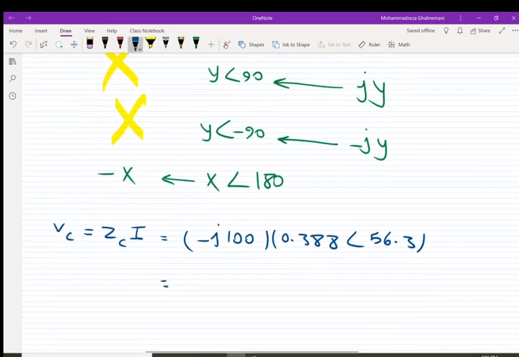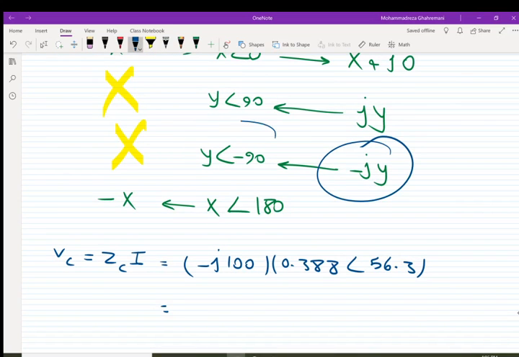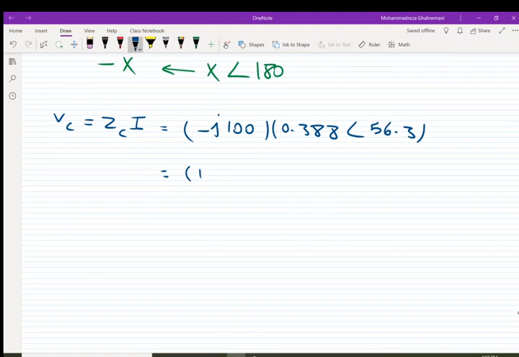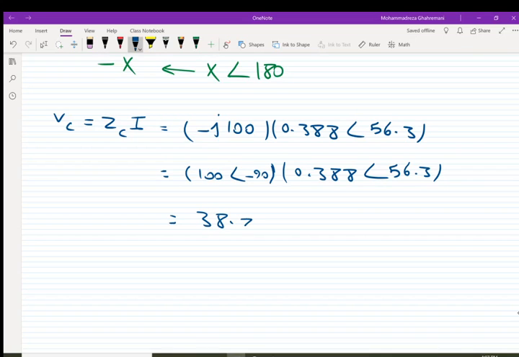And now, as I mentioned, we can use this shortcut. Negative j is a number with the angle of negative 90, so it is equal to 100 with the angle of negative 90 times 0.388 with the angle of 56.3, which is equal to 38.8 with the angle of negative 33.7. So this was part B, where we have the values.